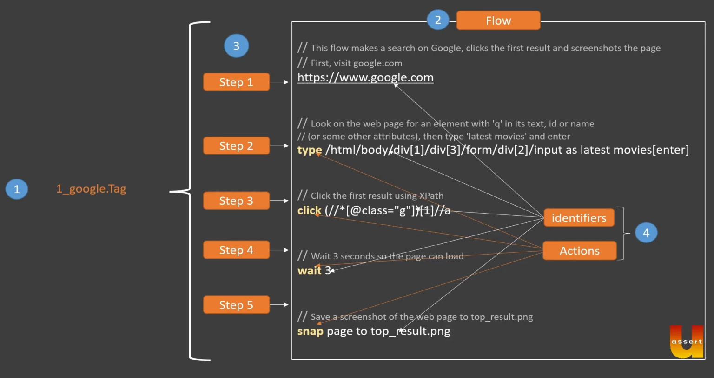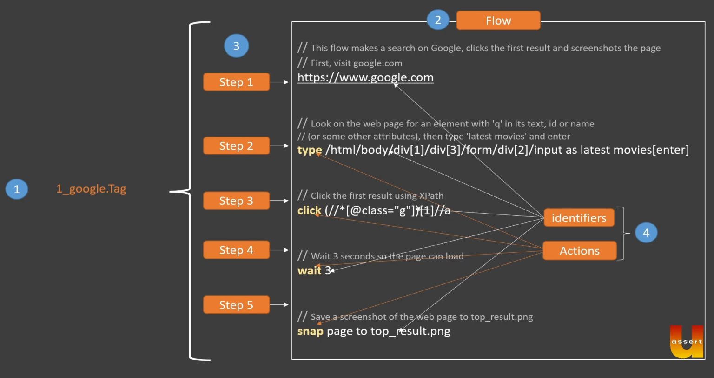So the identifier is what needs to be done. The action is type. And the next one is click. Click is an action. On click, what is the target? A button, right? The search button. In the same way, we have wait. Wait is an action, and 3 is an identifier. 3 seconds is what you need to wait. Then snap the page and store it as a PNG file. So snap is an action, and the identifier determines what needs to be done or where it needs to be done.